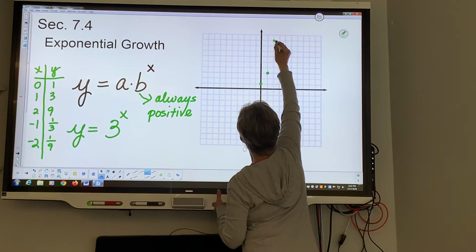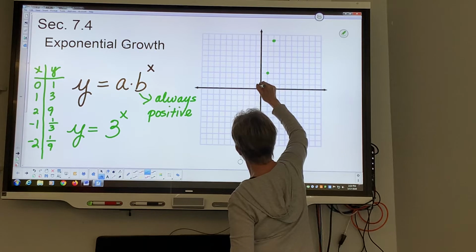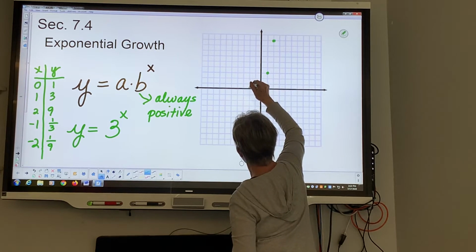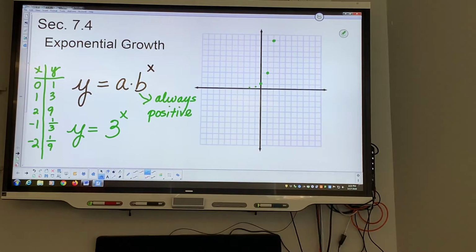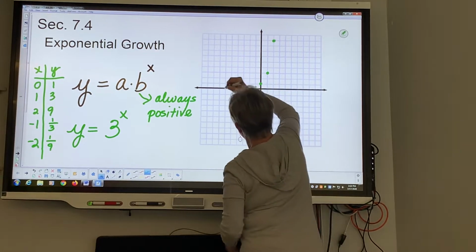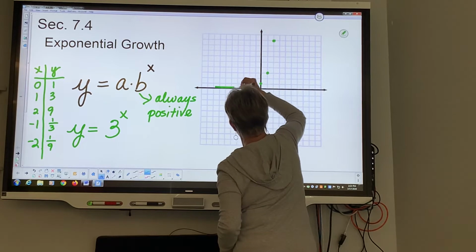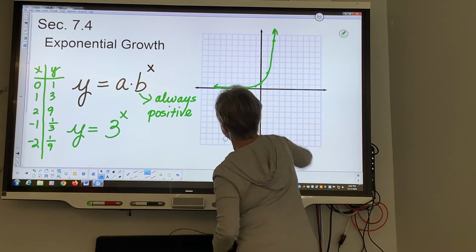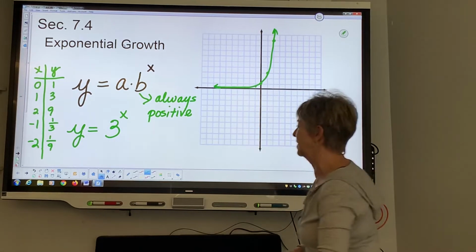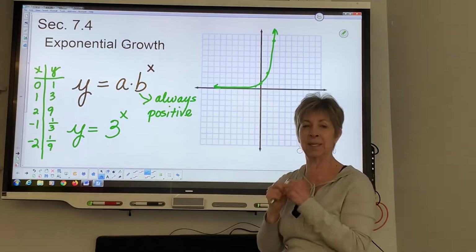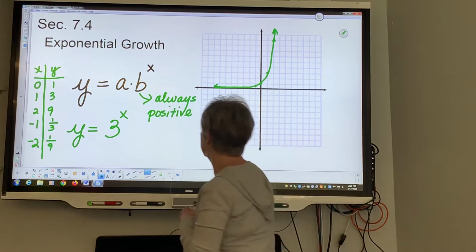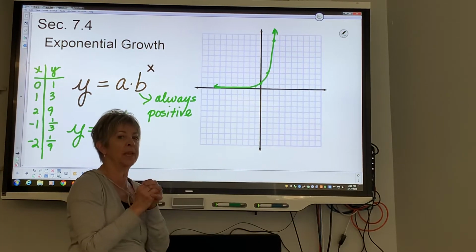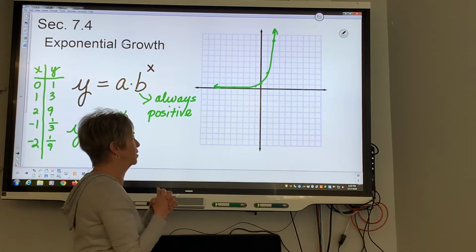See how it's shooting up there? If I go left, I'm going to be at 1/3, then I'm going to be at 1/9. And I think we talked about the fact that you can see that this is going to get closer and closer to the x-axis, but it's never going to touch the x-axis. It's just going to become a teeny tiny number and get closer and closer to 0. So this is the basic way that an exponential growth function looks.